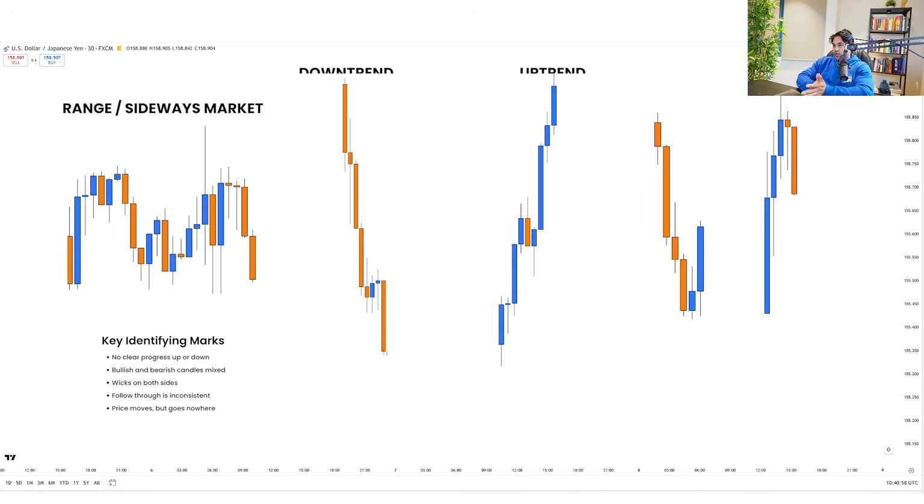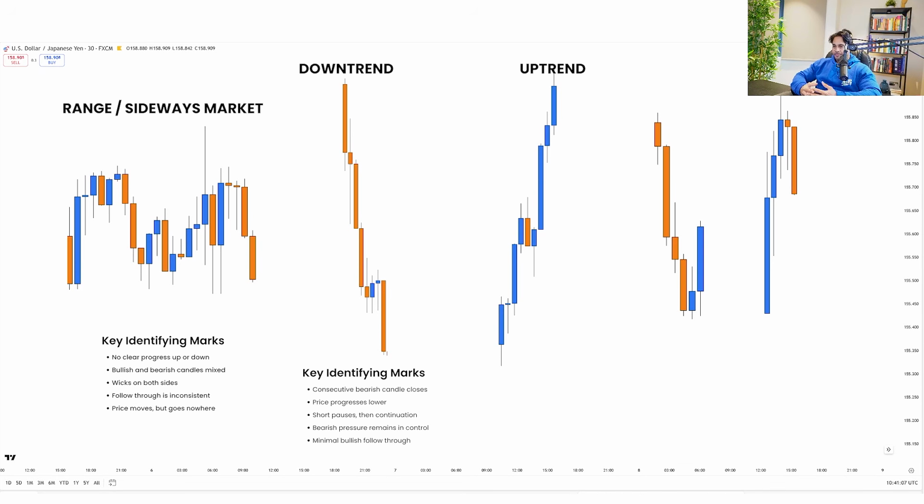Then we move on. We've got a trend. And a trend is simple. We've got a bearish trend, which is simply bearish candles after bearish candles, closing lower and progressing. And then we have the bullish trend, which is bullish candles after bullish candles, closing higher and progressing. So there's no guessing here. It's just continuation of control.